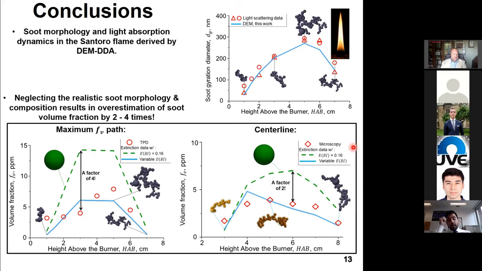Furthermore, we showed that neglecting the realistic soot morphology and composition resulted in an overestimation of the soot volume fraction by light extinction by a factor of 2 to 4. So I would like to remind you that this overestimation is rather large, and it is on par with the discrepancy shown in the beginning of my presentation between combustion models and light extinction measurements. So the method that I presented can be used in tandem with laser diagnostics to monitor accurately the soot volume fraction in diffusion flames and assist combustion models to close their mass balance.